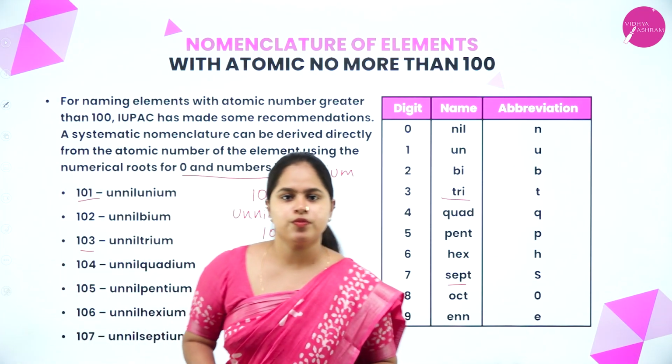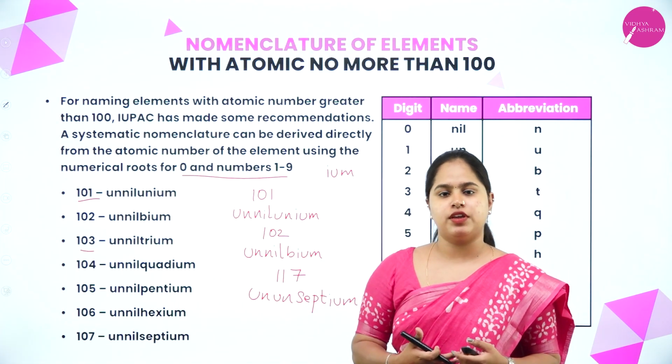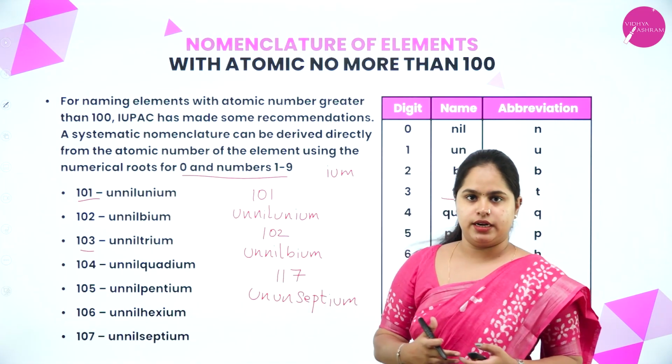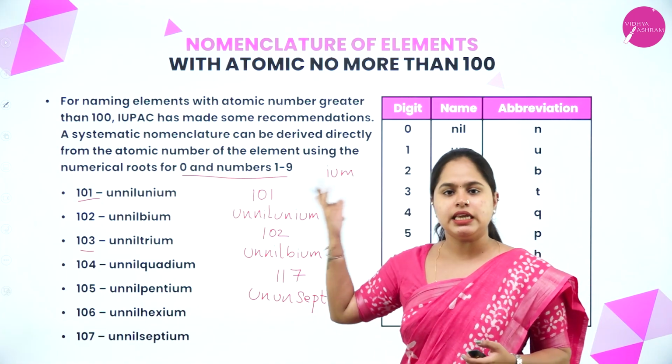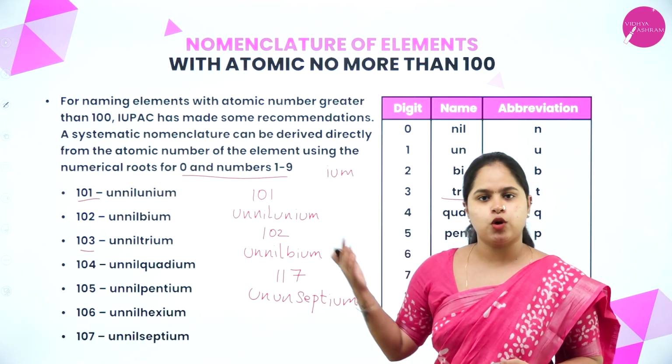So I hope you understood how you name the elements having atomic number more than 100. Using this table, any element having atomic number more than 100 can be named. Yes, I hope it is clear.